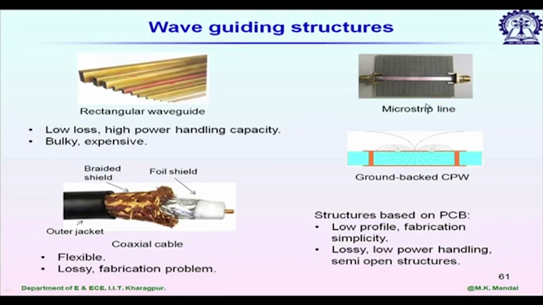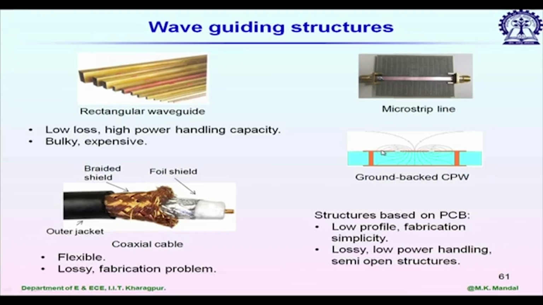The main advantages for this printed circuit board technologies is its low profile structure, fabrication is very easy, very simple, and cost effective. And the problems, it's lossy compared to rectangular waveguide. They have much lower power handling capability, and this is a semi open structure.